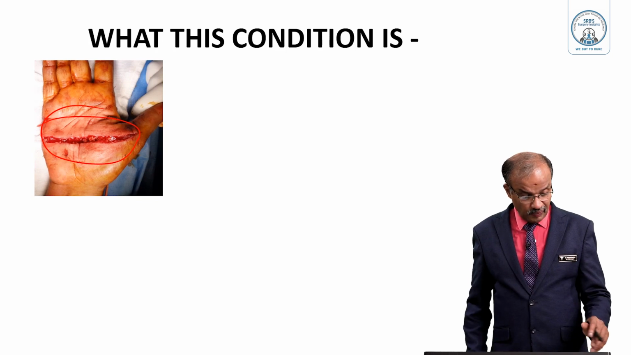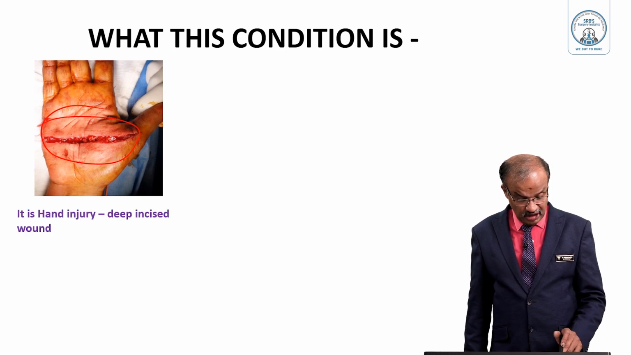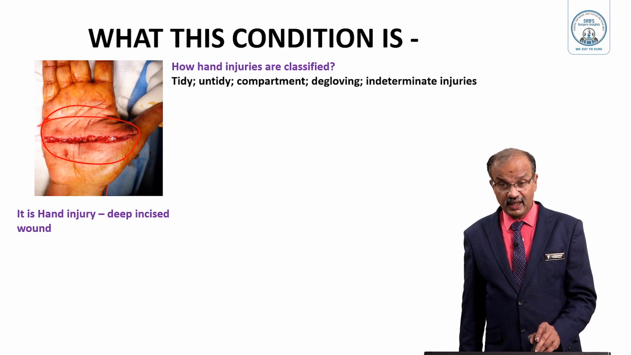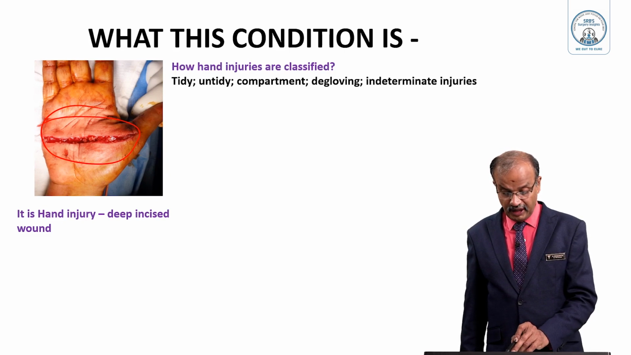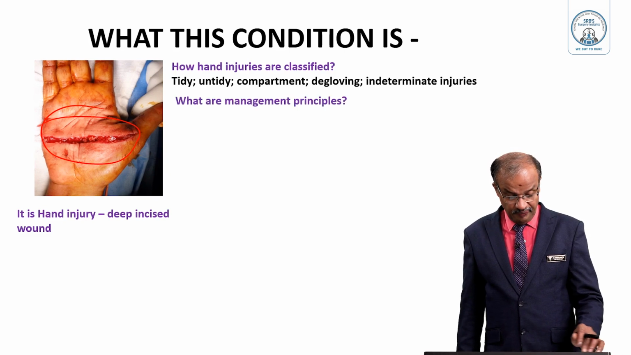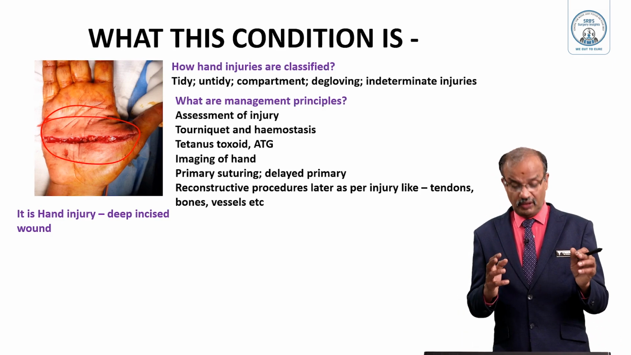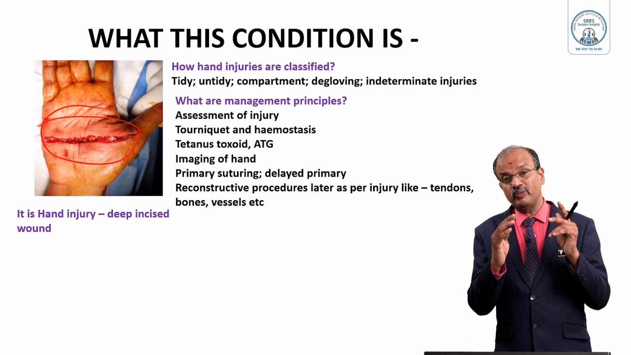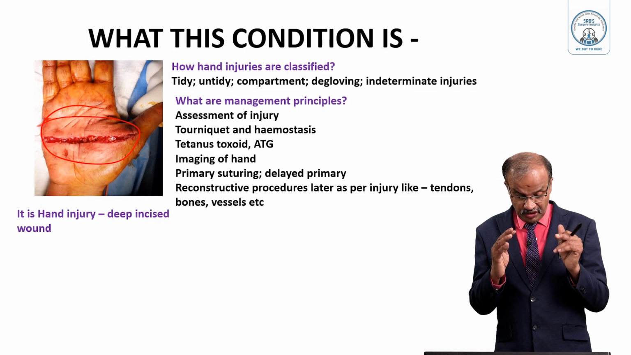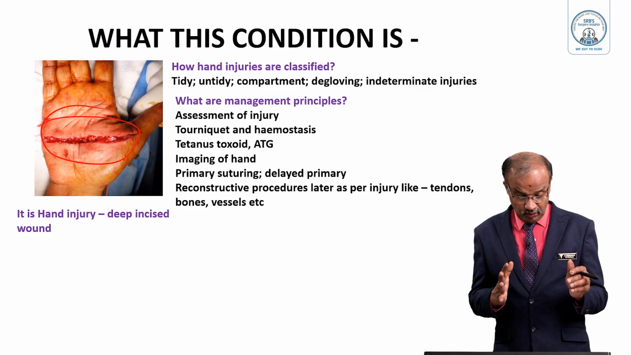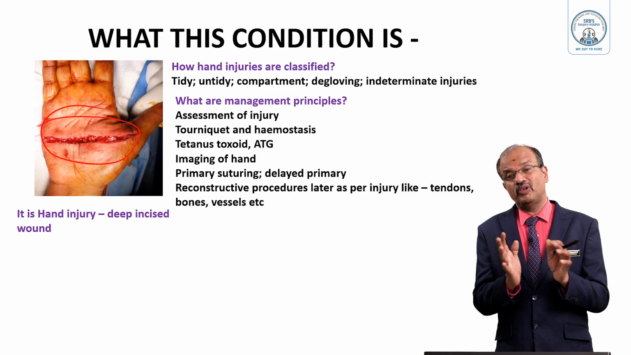So this is the idea. You have to remember this hand has a deep incised wound. You have to remember the classification: tidy, untidy, compartment, degloving, indeterminate injuries. These are the management principles. You have to assess. I have already told you, initially manage with a tourniquet, hemostasis is required, and tetanus toxoid and tetanus immunoglobulin have to be given. Imaging of the hand is important.